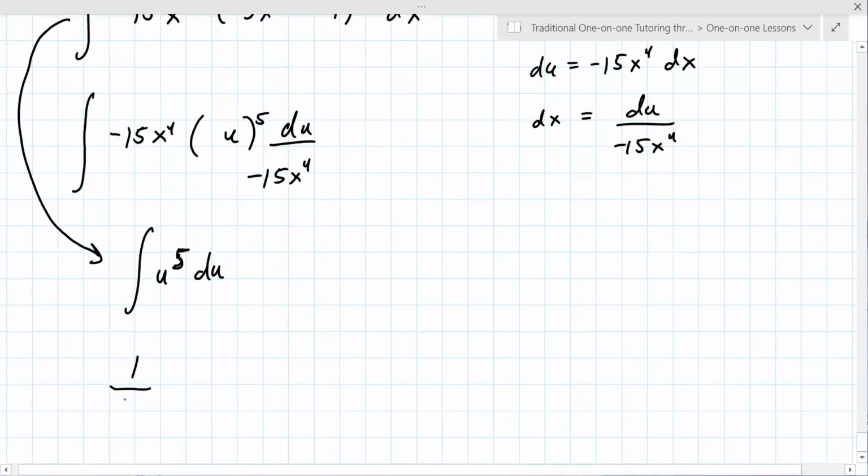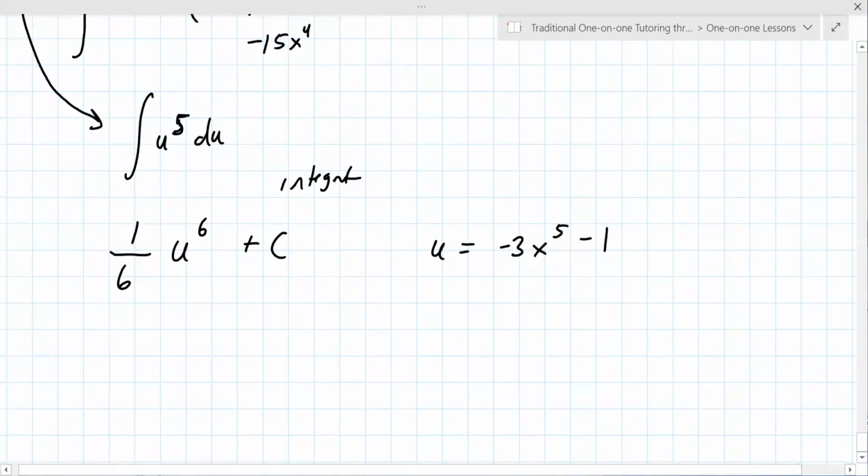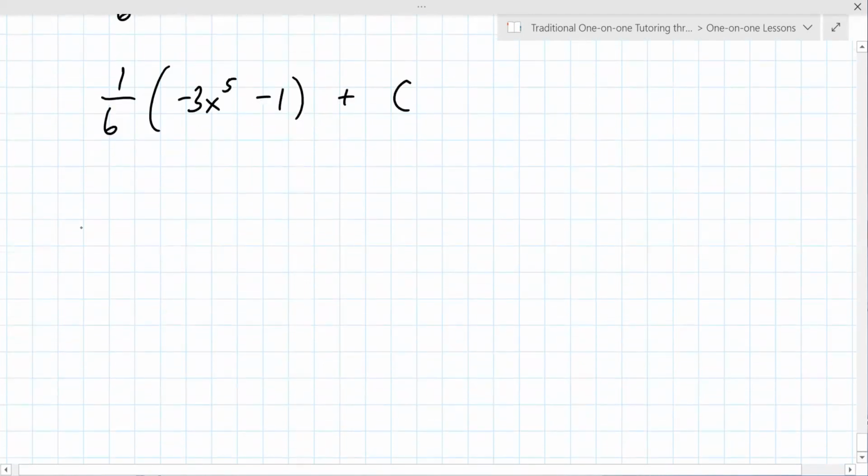So now you plug back in the u, right? Not until after you integrate. Oh, right. So u to the 6th over 6, and then you back substitute your u. Okay, so what was the u? Oh, there it is. Negative 3x to the 5th minus 1 to the 6th over 6 plus c. Good. Okay, let's do one more at least. We should be able to get this in.